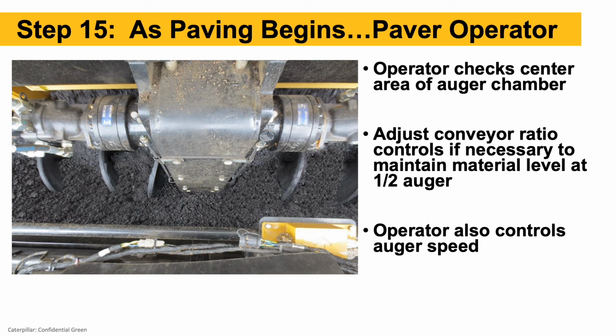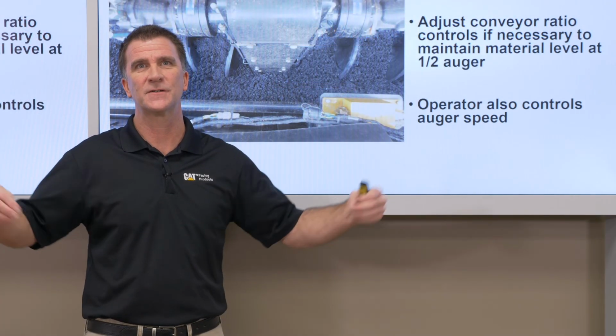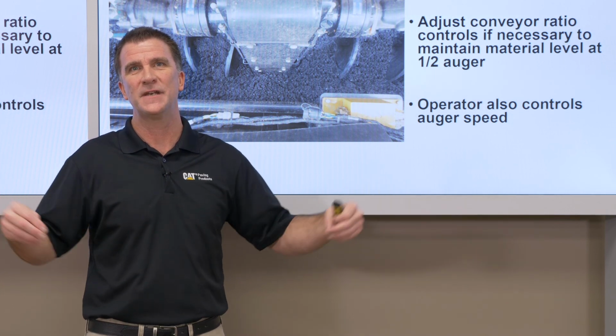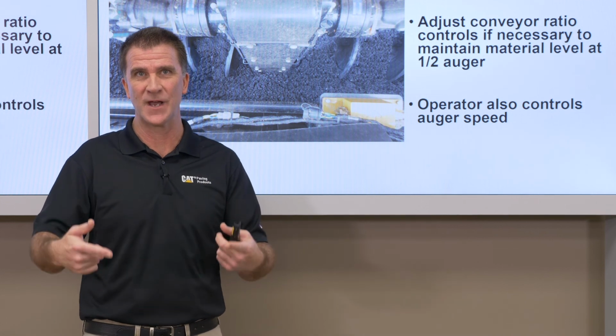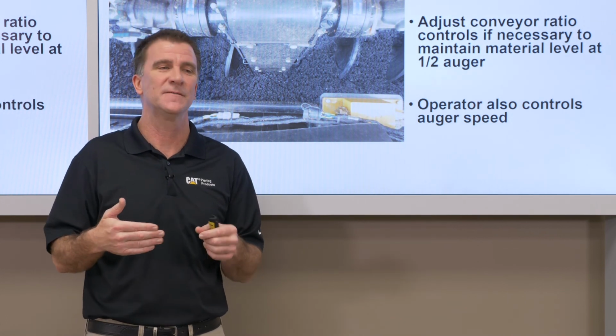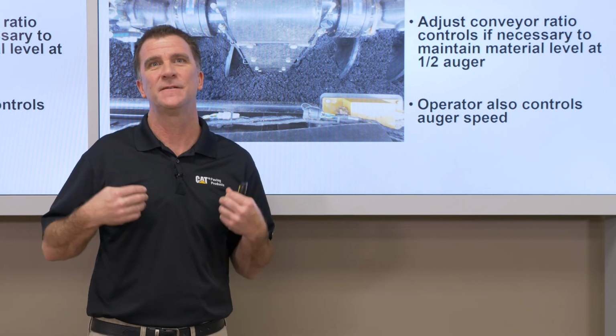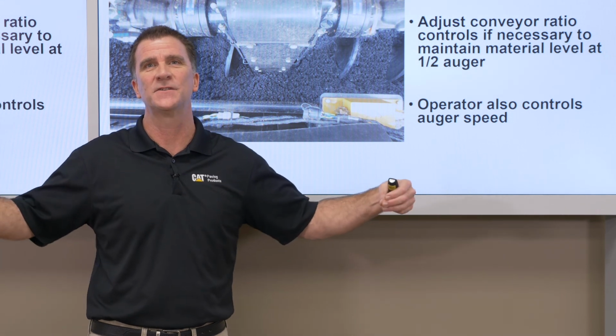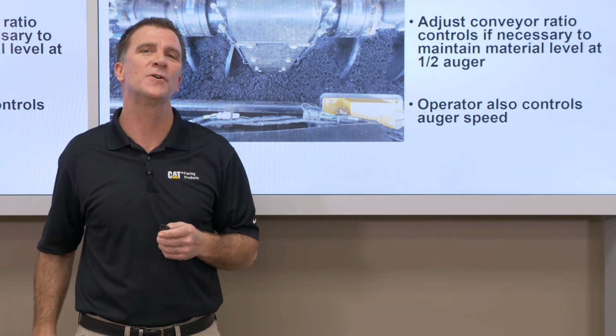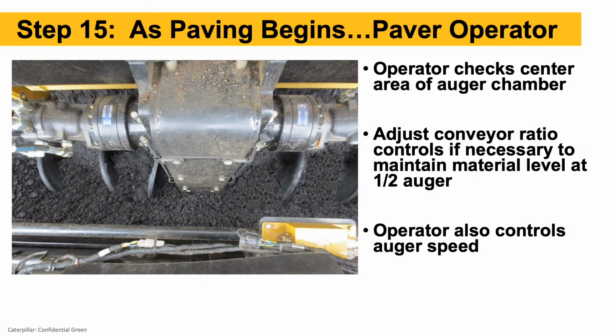So the operator also really is controlling auger speed, because when I change the amount of mix coming back, remember the sonic feed sensors are constantly sending a signal to maintain that head of material. So if I bring more mix back, those augers will slow down. If I bring less mix back, turn my conveyors down, then less mix comes back. Those augers will speed up to satisfy the feed sensors. So paver operator really controls auger speed. So that's what the paver operator is going to look at, half auger height and 20 to 40 RPM.